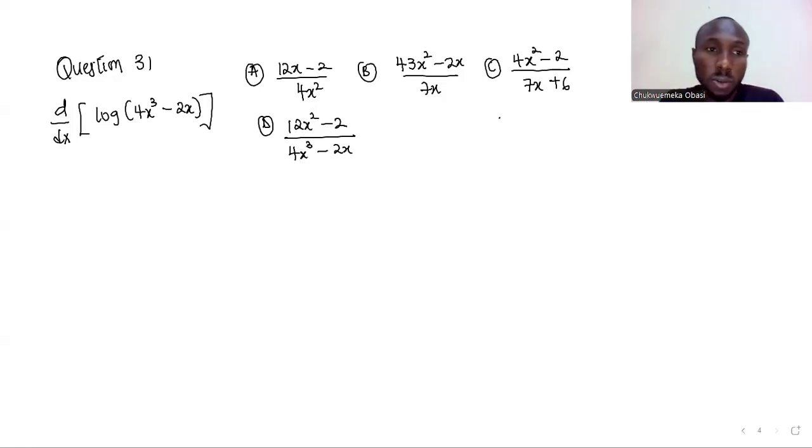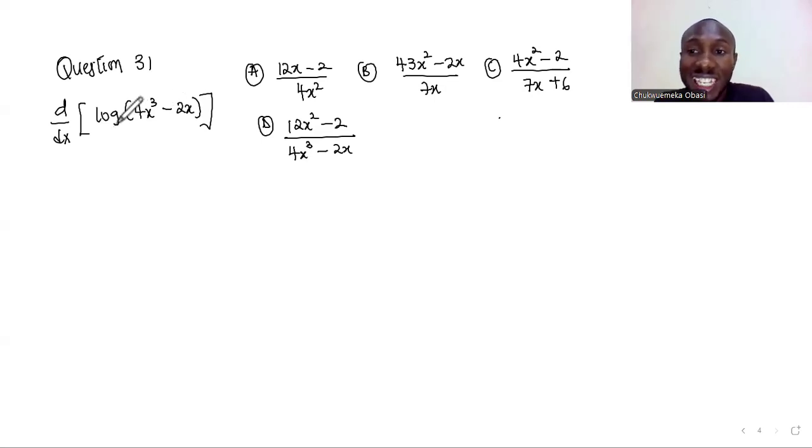Yeah, all right, guys. Welcome to question 31. And we are still on the challenge, still solving problems on differentiation. Now we have a different kind of function to differentiate. And this kind of function is called logarithmic function. And the process of differentiating it is called logarithmic differentiation.